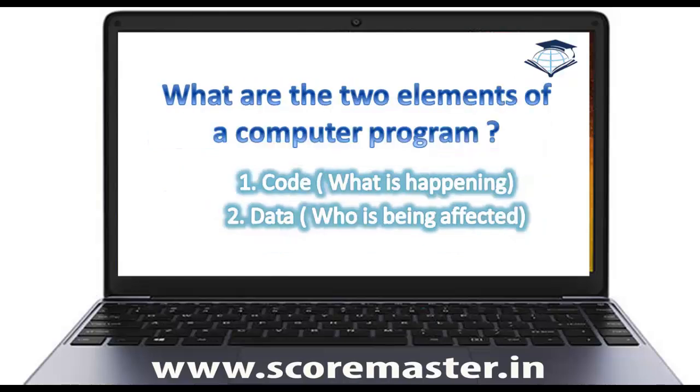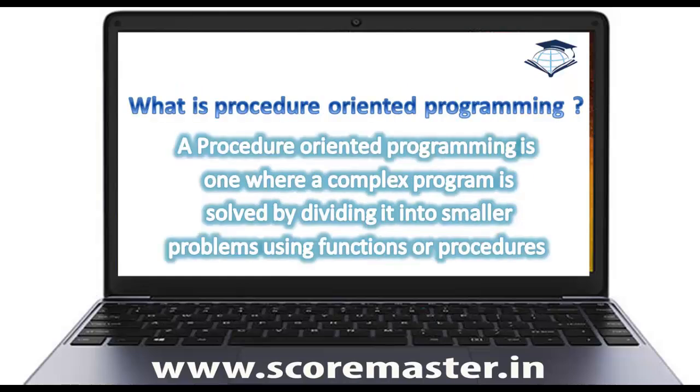What are the two elements of a computer program? Code: what is happening. Data: who is being affected. What is procedure-oriented programming? Procedure-oriented programming is one where a complex program is solved by dividing it into smaller problems using functions or procedures.